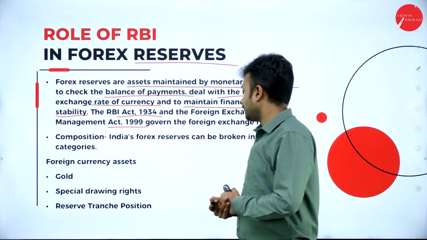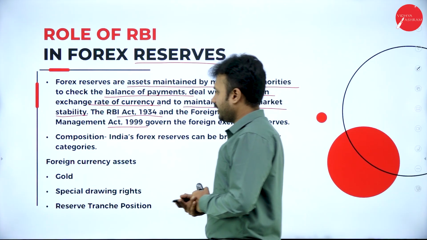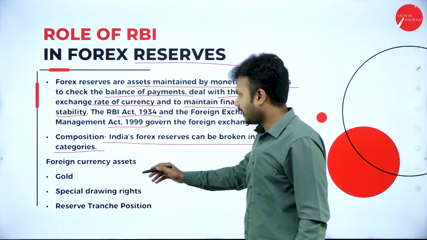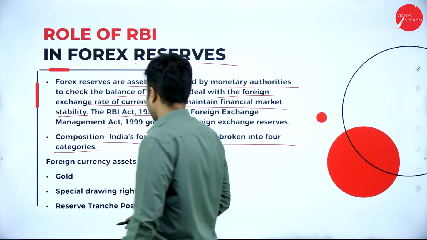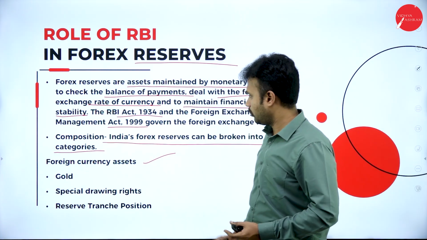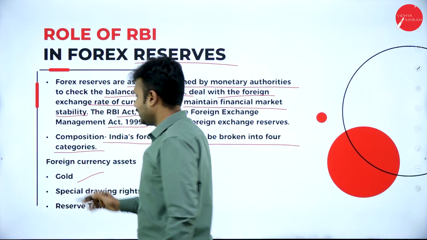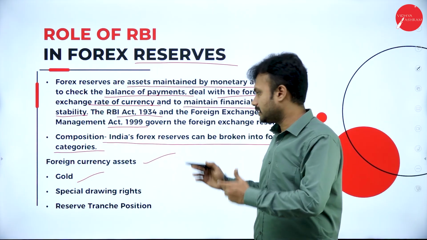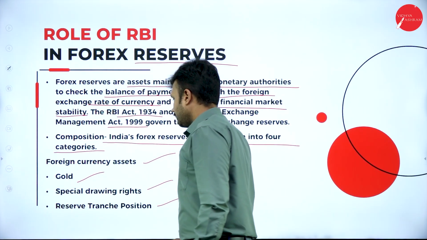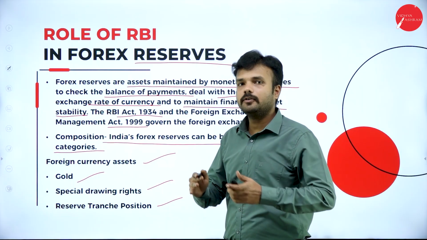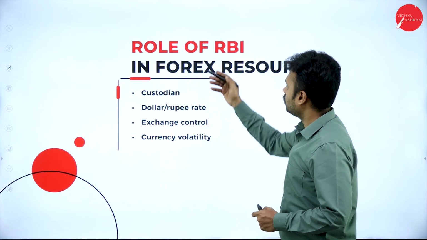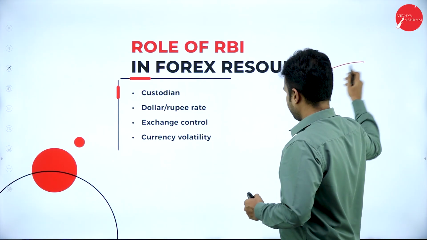Composition of Indian forex reserves can be broken into 4 categories, right? So the Indian forex reserve has been classified into 4 categories. Category number 1, foreign currency assets. As I said before, when manufacturing any denomination of note, it is going to keep a reserve of foreign currency. Number 2, it's gold. The same worth of gold is kept in stock. Special drawing rights and reserve tranche position. So these are the various ways they keep a proportion of assets before manufacturing a currency note.